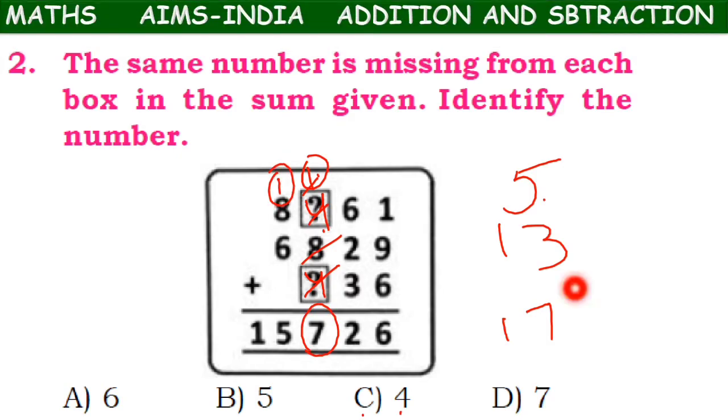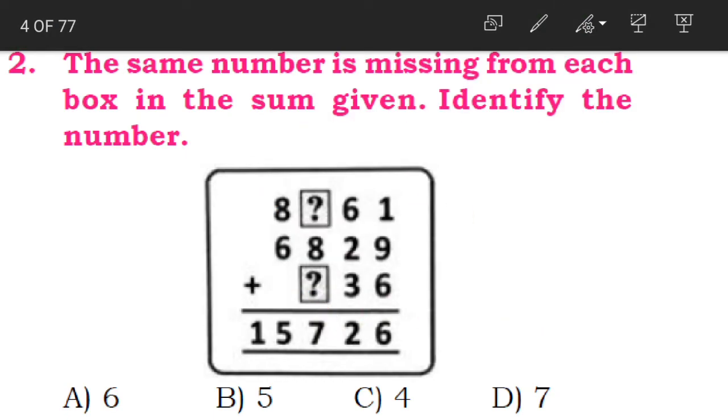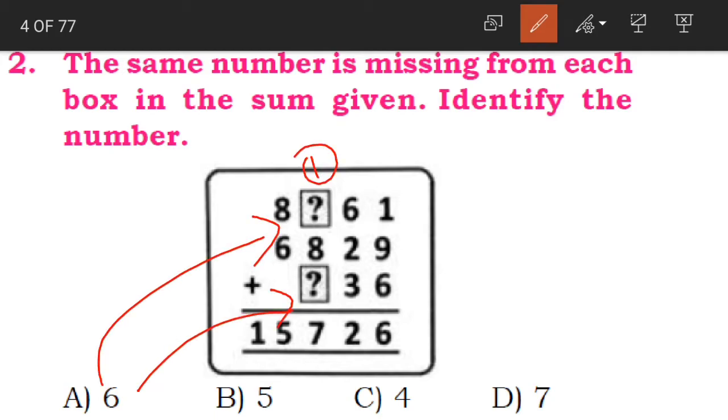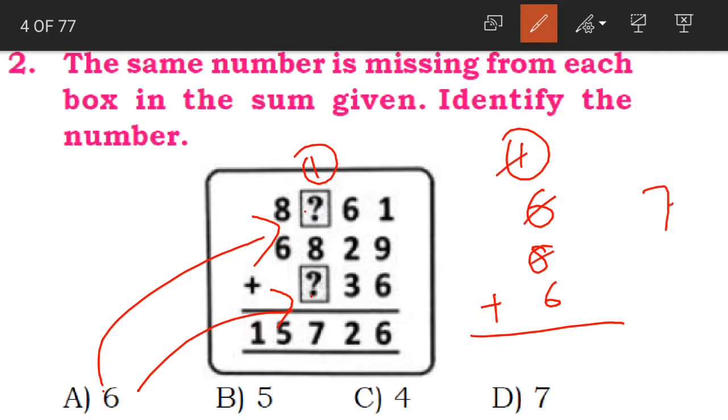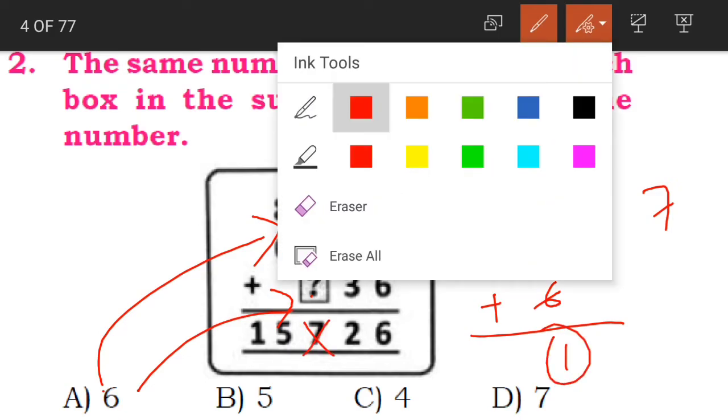Clear, right? The same number is to be added in both the places. Or else another way of solving this is, you can take each number and place it there. 1, 6, 8, 6. Yes, I am writing 6 now. First option. 1 plus 6, 7. 7 plus 8, 15. 15 plus 6, 21. We got 1 right. So this is not our correct answer.